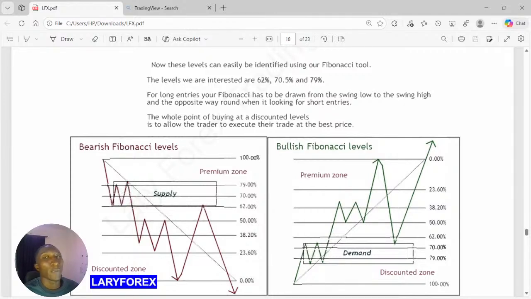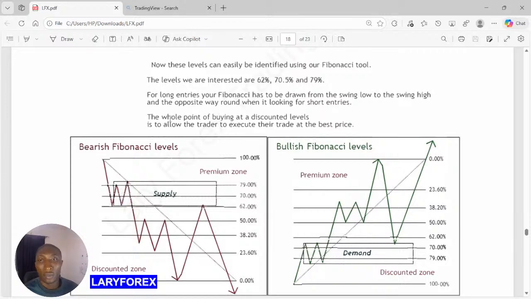So this still refers us back to market structure. Now, the opposite way around applies when looking for short entries. If you are looking for a buy entry, your Fibonacci should be drawn from the swing low to the swing high. But if you are looking for a sell, it should be drawn from the swing high, that's the previous swing high, to the immediate swing low.